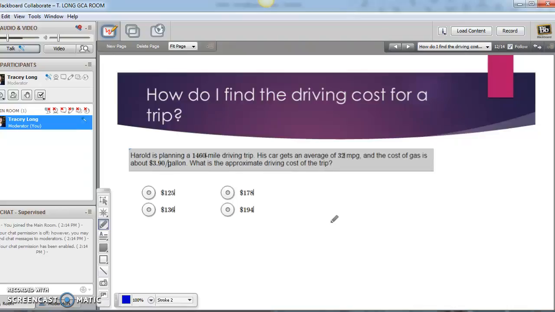I think I told you that I drive this big old truck because I have to pull my horse trailer, so I get terrible gas mileage.